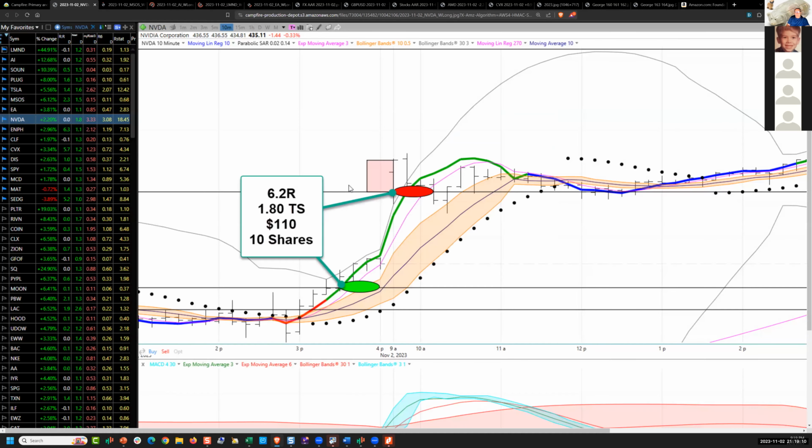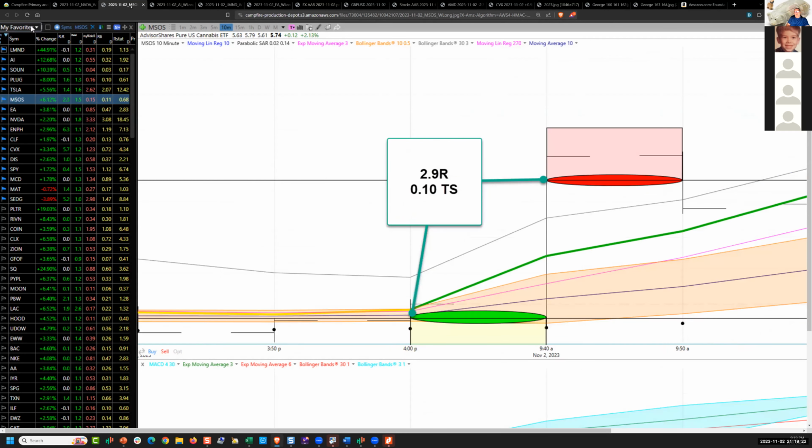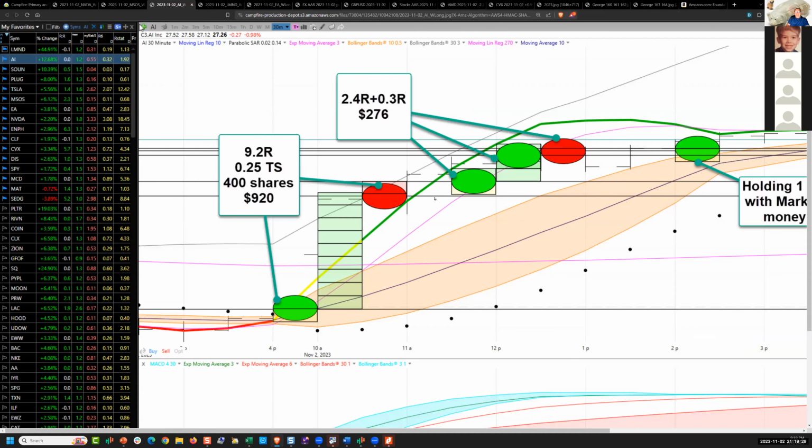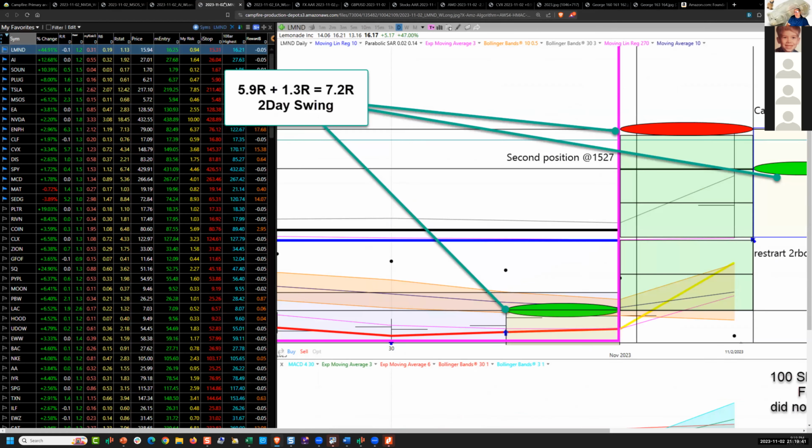Here's NVIDIA. Standard breakout. Winter turns to summer and plays the rollover for 6.2R. Marijuana, standard breakout, it rolls over for 3R. AI gets 9R off the initial burst, a couple re-entries for 2R, and then holding one with market's money overnight. I think that has a good chance to dominate tomorrow. We'll see right at the opening.